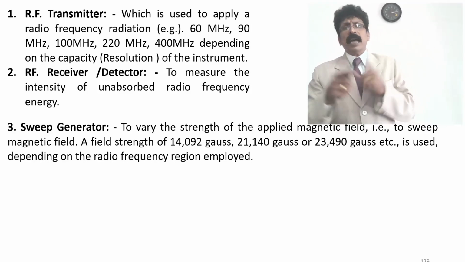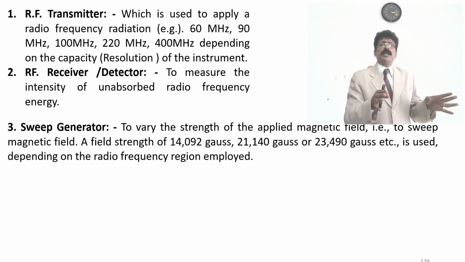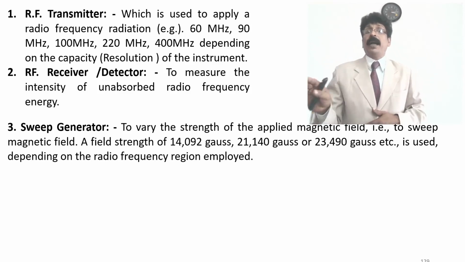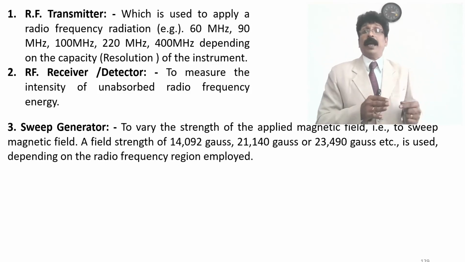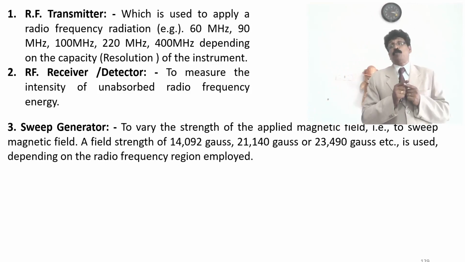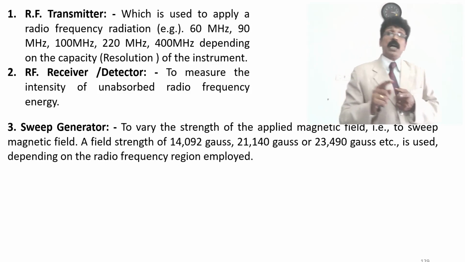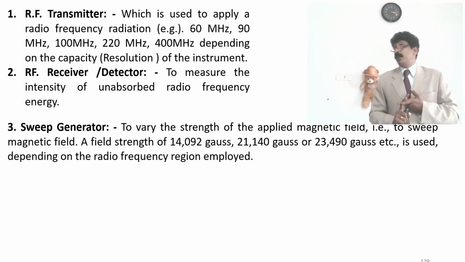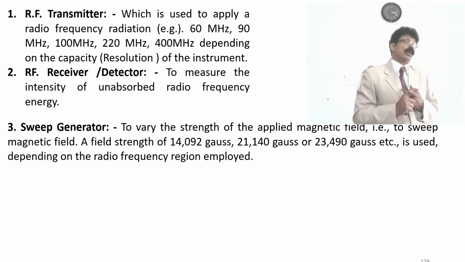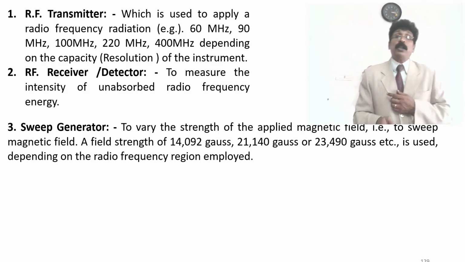There is another part in the instrument, that is the sweep generator, to vary the strength of the applied magnetic field, to sweep the magnetic field. A field strength usually given is 14,092 Gauss or 21,140 Gauss or 23,490 Gauss, etc. It is used depending upon the frequency region.